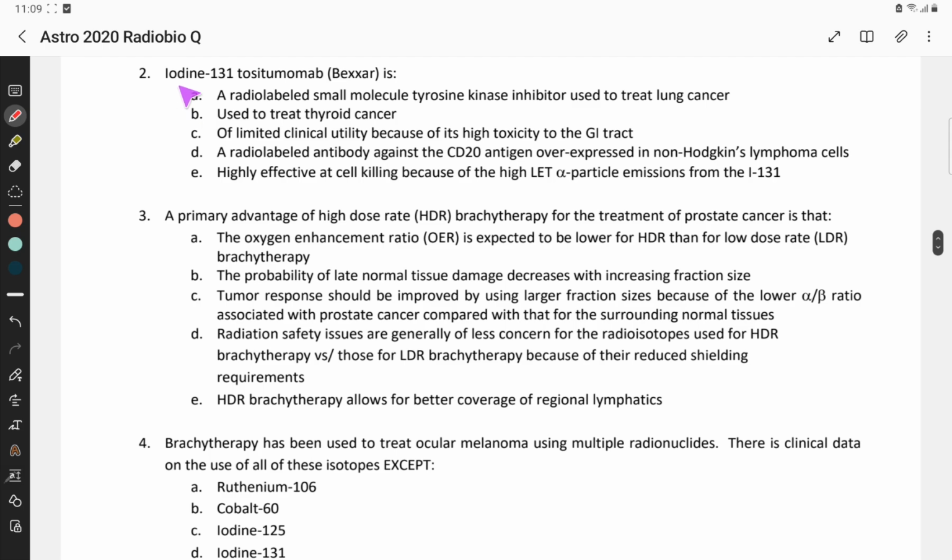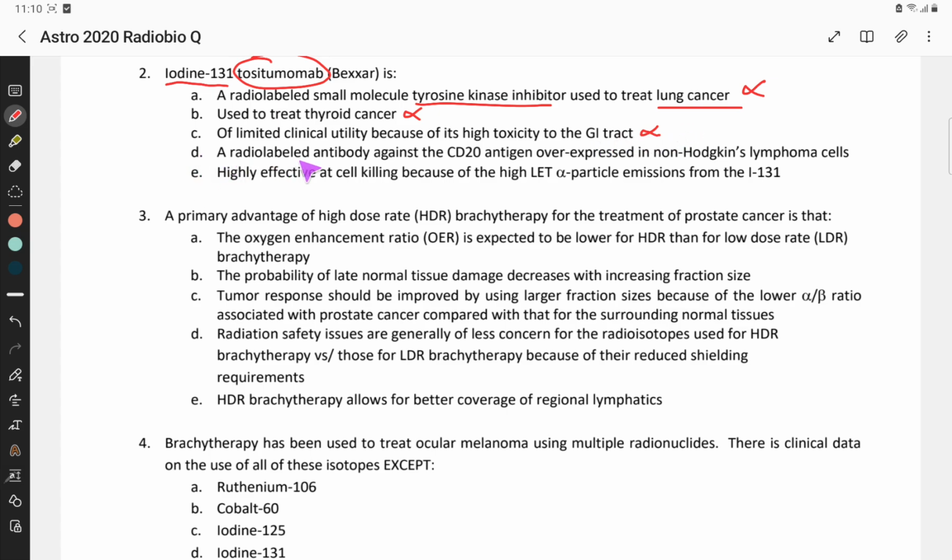Second question, iodine 131 tositumomab, also called Bexxar, is option A, a radiolabeled small molecule TKI used to treat lung cancer. It is neither a TKI nor used to treat lung cancer. This is so wrong. Option B, used to treat thyroid cancer. So only iodine 131 is used, but this is an antibody attached to it. So this is also wrong. Option C, of limited clinical utility because of its high toxicity to GIT. No, it has more of hematologic toxicities, not GI toxicities.